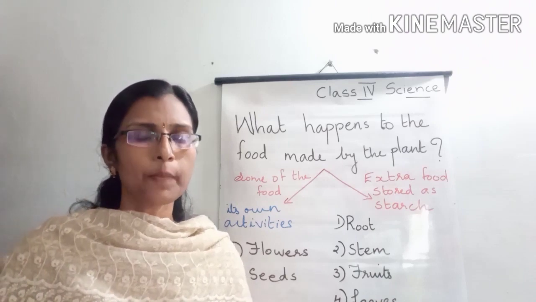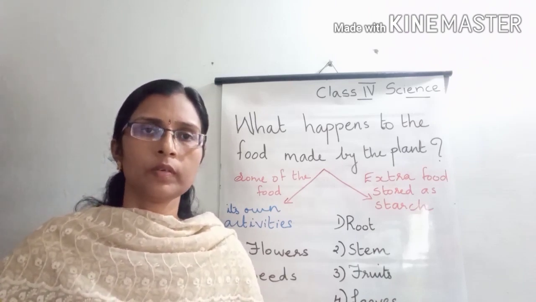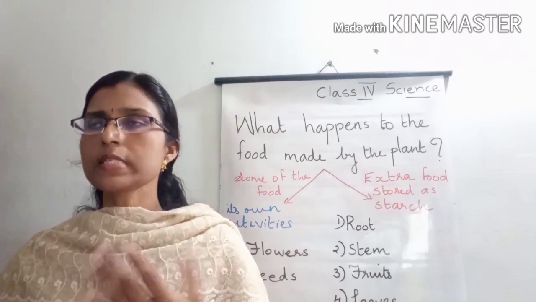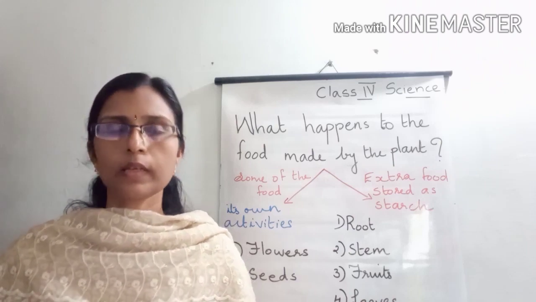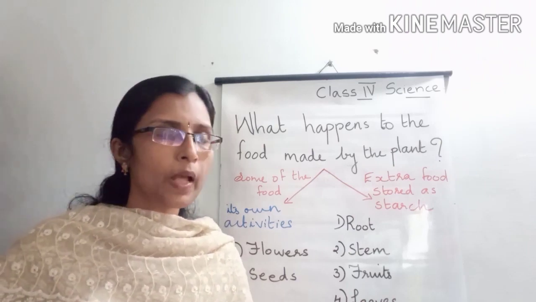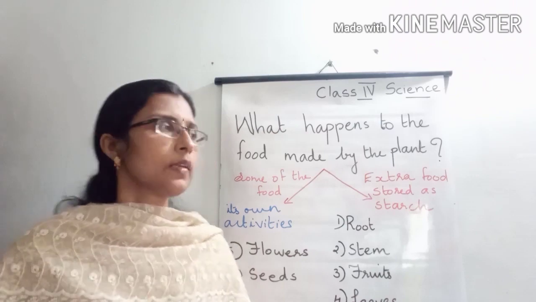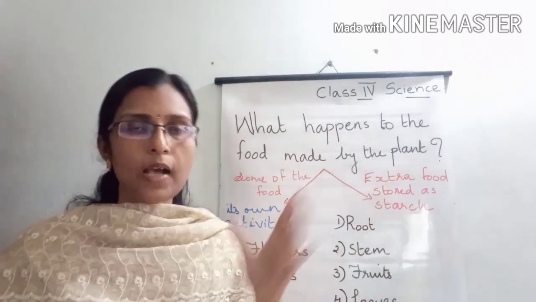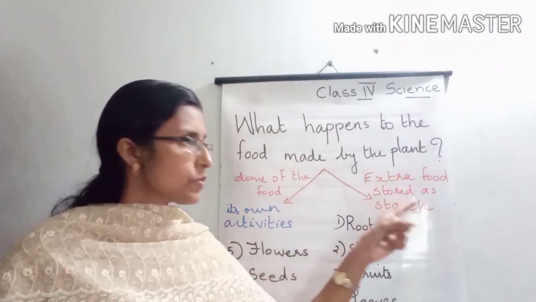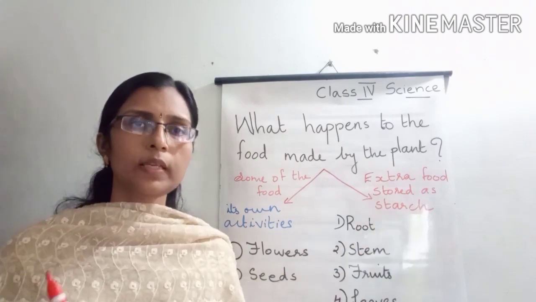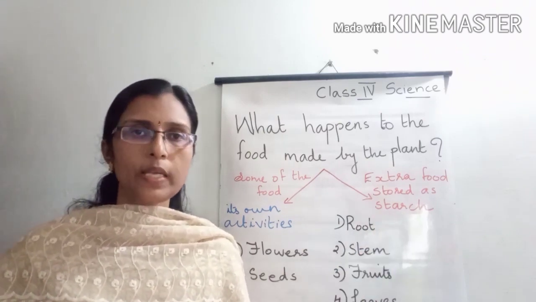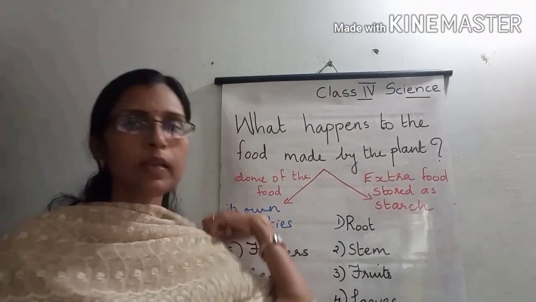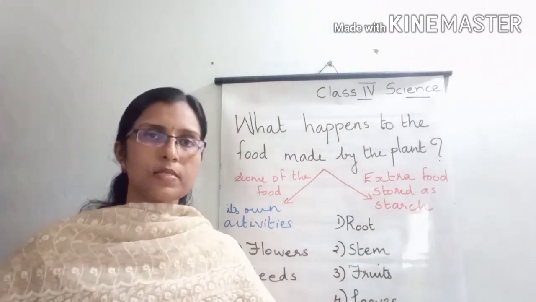Then, what happens to the extra food? Where do they store the extra food? Where do we store our extra food or excess food? In the refrigerator. Then what about plants? Where do they store? They store the extra food in the form of starch. They convert sugar into starch and store it in different parts of the plant body such as root, stem, fruits, leaves, flowers and seeds. That we eat.